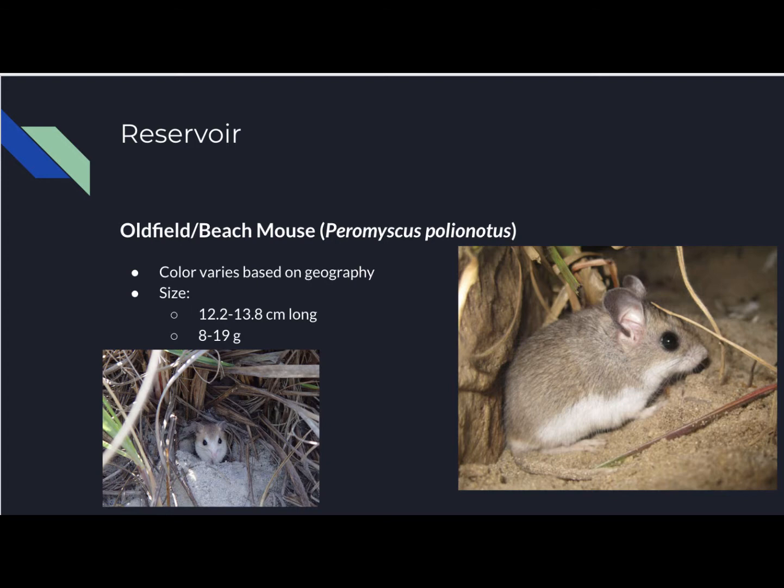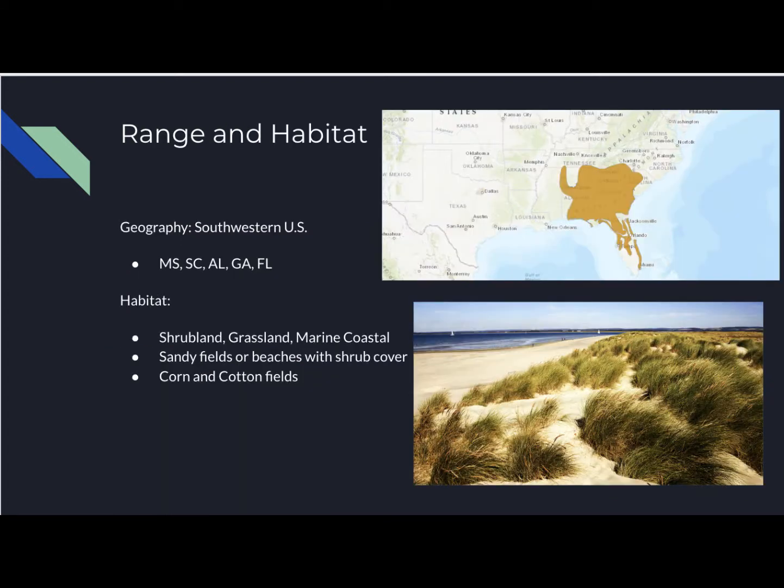They range from 12.2 to 13.8 centimeters long and can weigh anywhere from 8 to 19 grams to give you some idea of their size. So, looking at their range and habitat, these mice have a geographic distribution all throughout the southeastern United States, going from northeastern Mississippi to western South Carolina, south through Alabama and Georgia, and to western and most of the peninsular Florida. Its habitat mostly consists of shrubland, grassland, and marine coastal habitat.